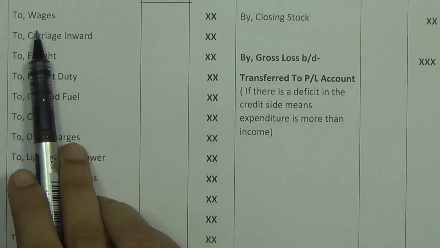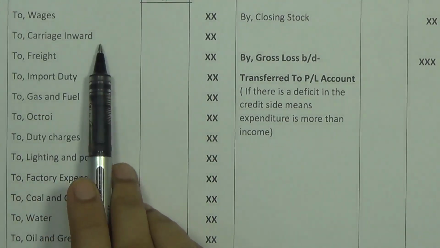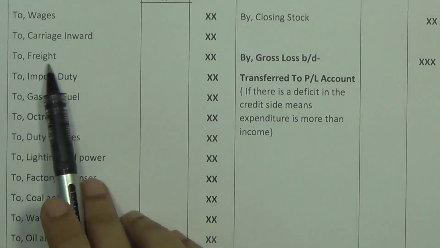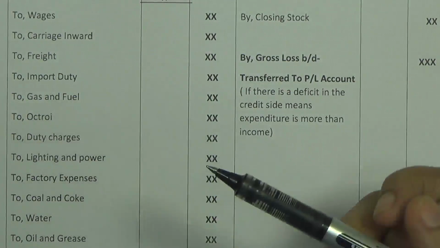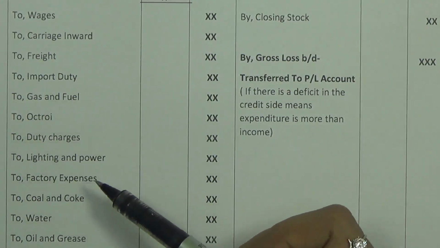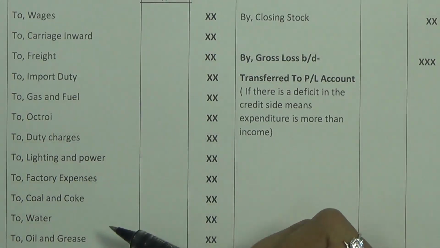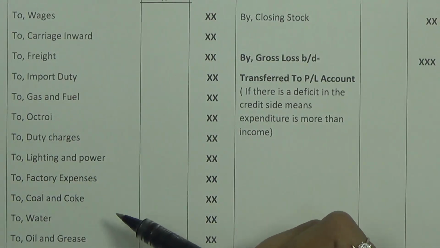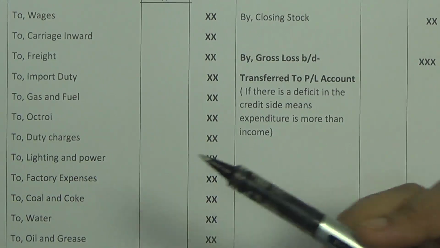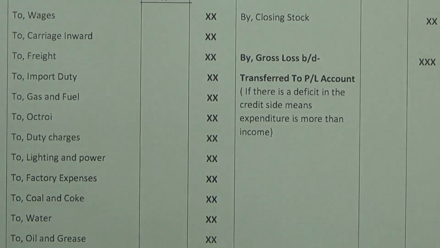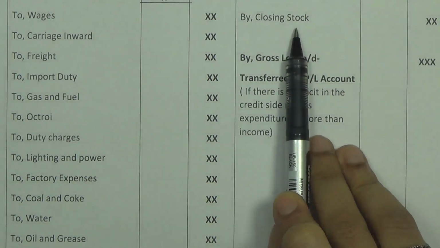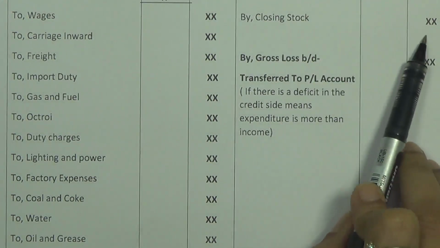You get entries relating to wages, to carriage inward. This is also known as carriage on purchases, freight, import duty, gas, fuel, octroi, lighting, power, factory expenses, and etc. These all expenses are related to factory expenses. Remember that in the trading account, only expenses relating to the factory are posted. Same way on the credit side, all incomes related to the factory are stated in the trading account. By closing stock always comes on the credit side of your trading account.